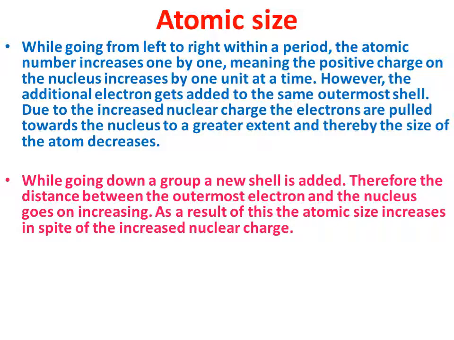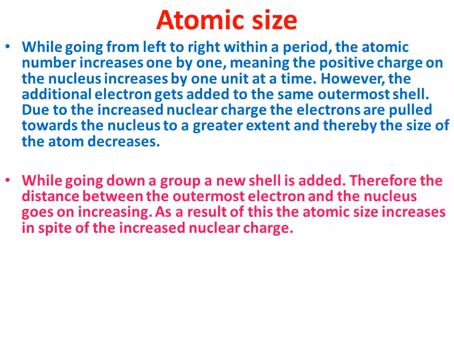While going down a group, a new shell is added. Therefore, the distance between the outermost shell electron and the nucleus goes on increasing. As a result of this, the atomic size increases in spite of the increased nuclear charge.